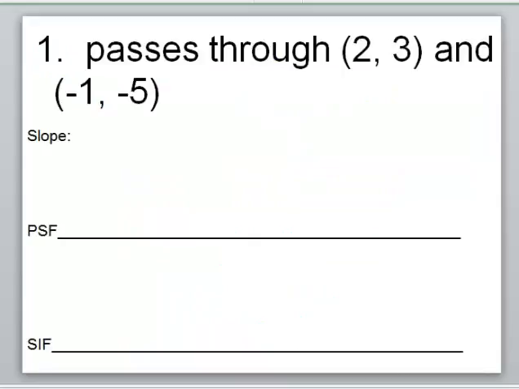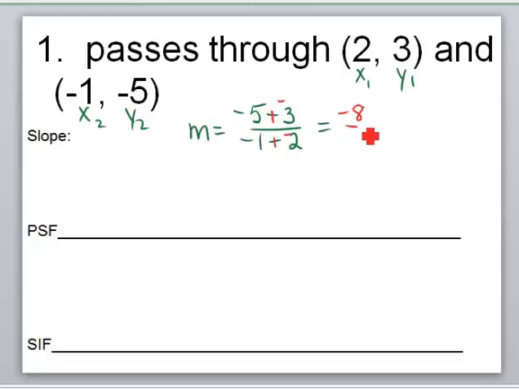So first thing, find our slope. We've got x and y. You can call either one the first point and the other one the second point. That's fine. Slope, we should be really good at this point. We're going to do y2 minus y1 over x2 minus x1. And what we end up getting when we change our signs to plus the opposite is a negative 8 over a negative 3, which is a positive 8/3.